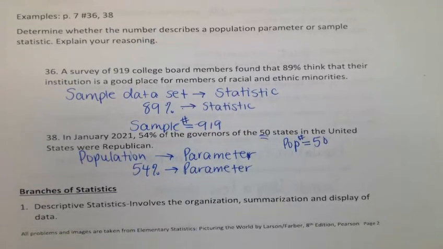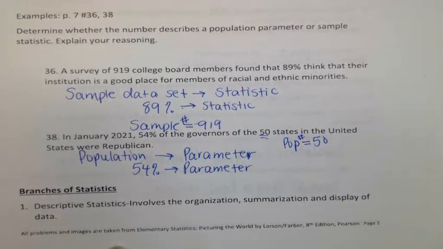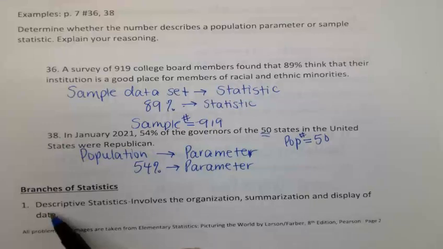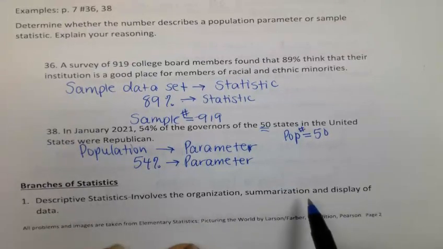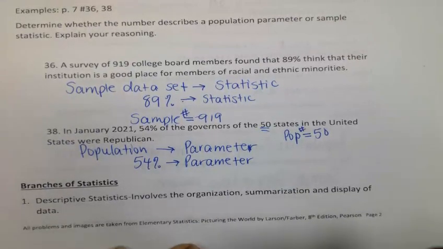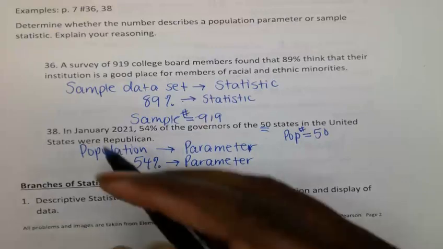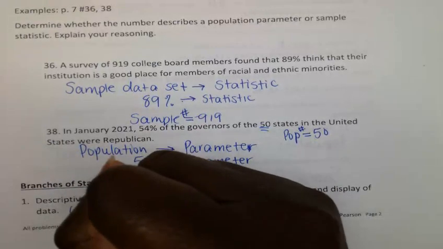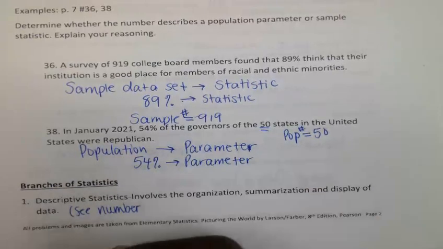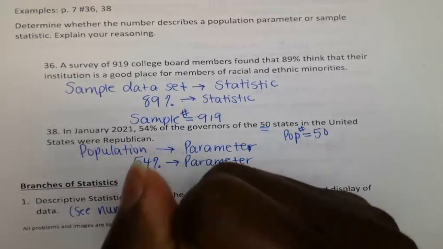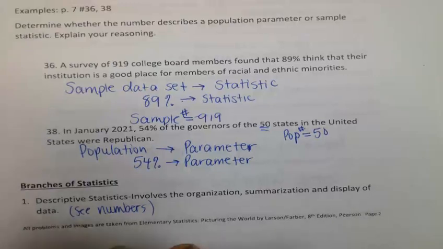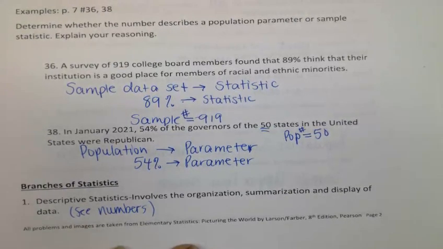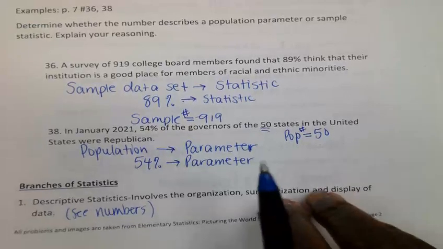All right, last part. Descriptive and inferential branches of statistics. So what branches of statistics do we have? First branch is descriptive. This involves the organization, summarization, and display of data. So you'll normally see your numbers here. You'll see your data described, or you'll see statistics. You see it in chart form, written out. You'll see some type of numbers or graphs. Anything that can give you information with numbers.